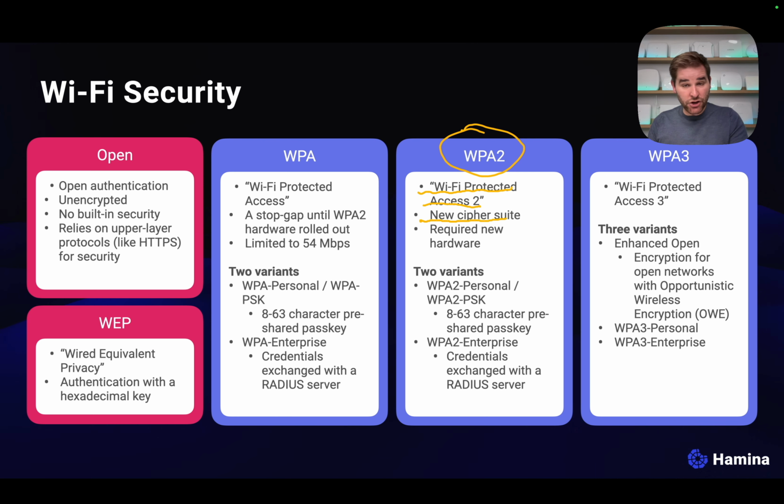Okay, so then the non-stopgap version was WPA2, or Wi-Fi Protected Access 2. This used a new cipher suite, and it required new hardware. So this one took new hardware, but we still had WPA2 Personal / WPA2 PSK and WPA2 Enterprise, just like we had with WPA. WPA2 was solid for years and years. It didn't see any significant security vulnerabilities until just a handful of years ago. I'm not really super up on all the different vulnerabilities. The one that I remember was the Hashcat vulnerability.